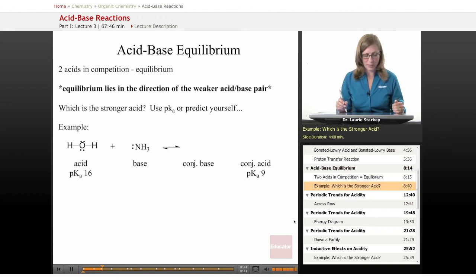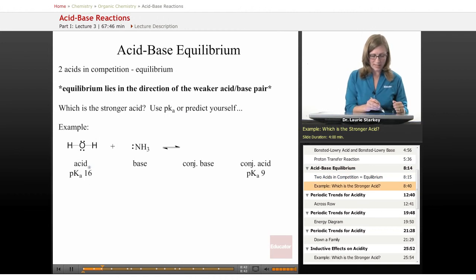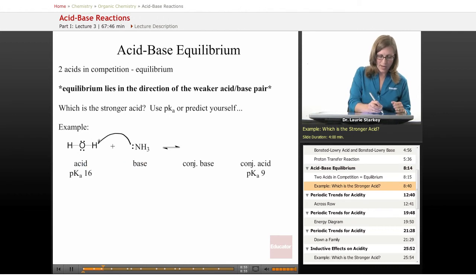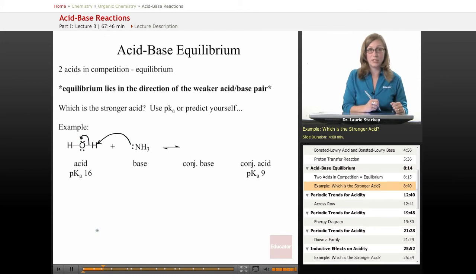Okay, but here's an example. Let's say we have water acting as an acid and ammonia acting as a base. Let's see what that proton transfer reaction would look like. The acid donates one of its protons to the base, so our mechanism is the base grabs the hydrogen, leaves the electrons behind on the oxygen. So what does water look like after it has been deprotonated or has donated a proton? We only have HO with three lone pairs.